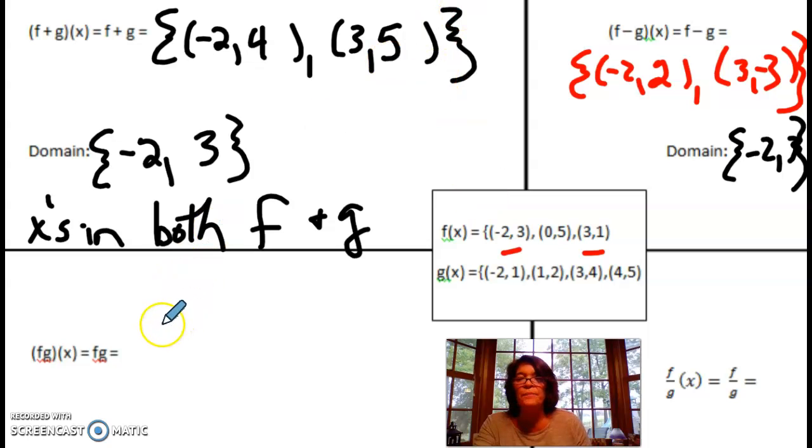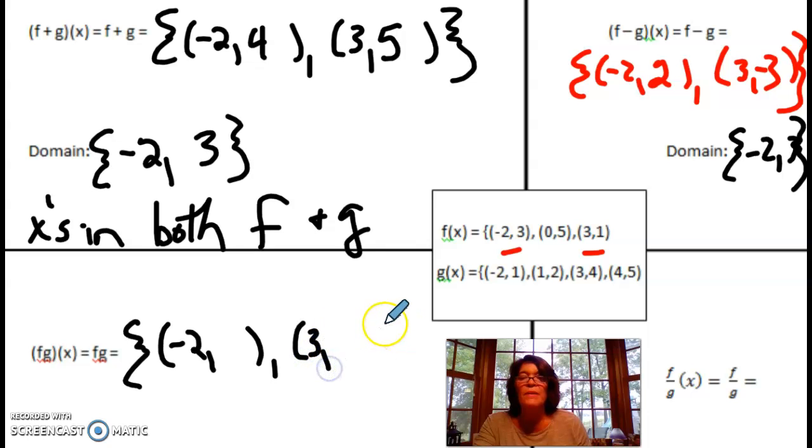Same thing here. When I multiply them, I'm going to have -2 something and 3 something. I'm multiplying them together this time. Okay, so I take F of -2, which is 3, times G of -2, which is 1. 3 times 1 is 3. And with the 3's, I multiply the y coordinates. 1 times 4 is 4.